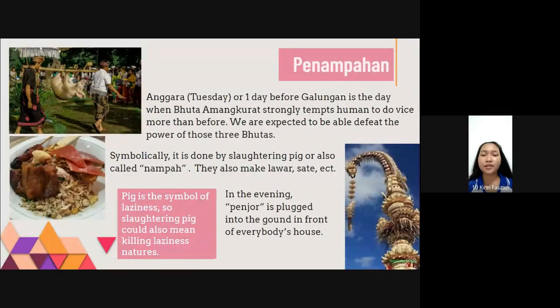Why should we slaughter a pig? Because the pig is a symbol of laziness, so slaughtering a pig could also mean killing lazy natures. In the evening, the penjor is planted into the ground in front of everybody's house. Next.